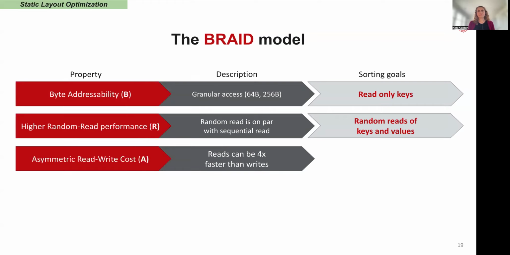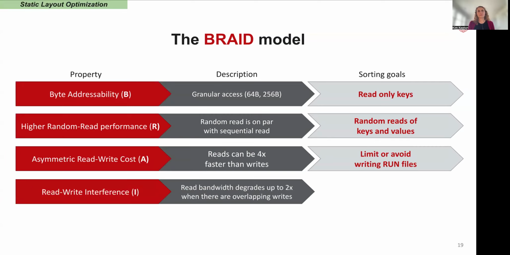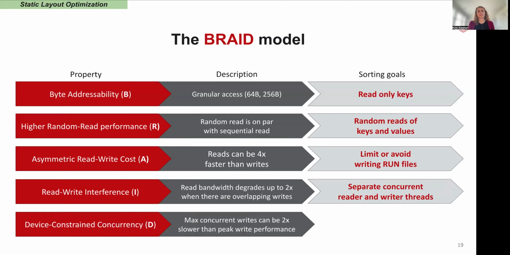Asymmetric read-write cost: reads can be 4x faster than writes. So we would want to avoid doing a lot of writes to the device itself. And then read-write interference, where read bandwidth can degrade up to 2x with overlapping writes. So we need a new kind of concurrency model where we separate reads and writes. Finally, this device also has device-constrained concurrency, where certain operations need a certain number of threads, while others require fewer or more. So one pool of threads won't fit, which means we need to manage read-write concurrency differently.